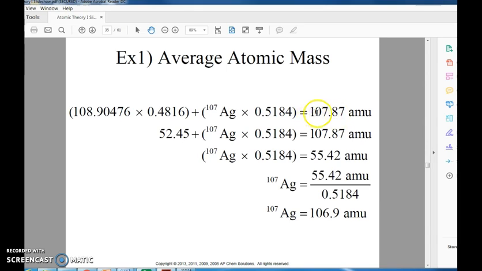Let's think about that number, 107.87. That's between the 109 and the 107, but it's closer to the 107 because the 107 was 51%, and the 109 was only 48%. So your average from the periodic table is going to be closer to the one that is more abundant in nature or has the higher percentage.